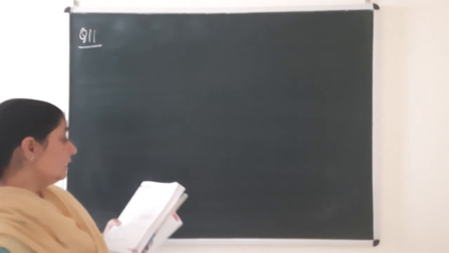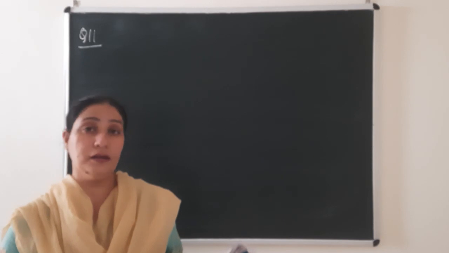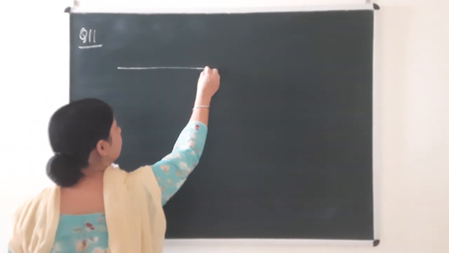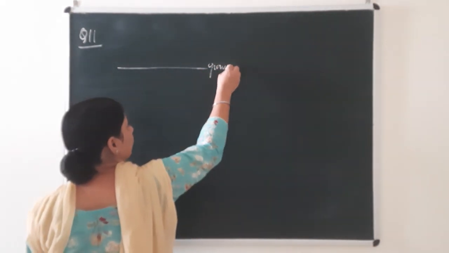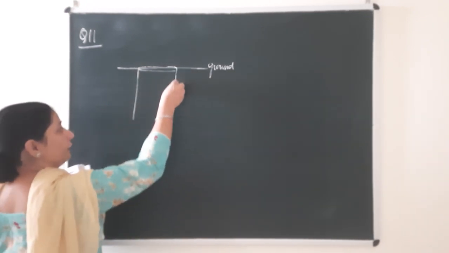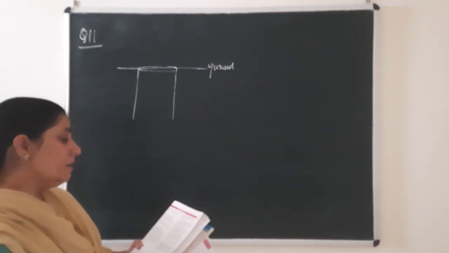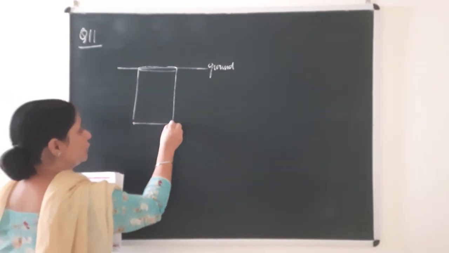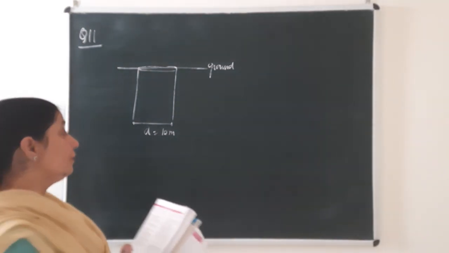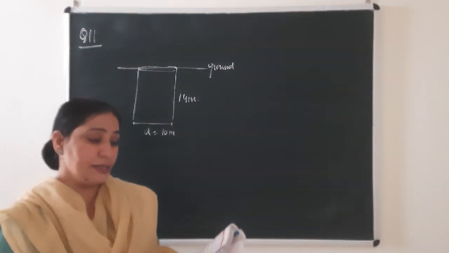Beta, now we are on question number 11. A well with 10 meter inside diameter is dug 14 meter deep. So beta, when you are digging a well, suppose this is the ground level. You are always digging a well below the ground level. This well that you are digging is 10 meter in diameter from inside. So this diameter is given to you, 10 meter, and the depth of the well that is given to you is 14 meter.